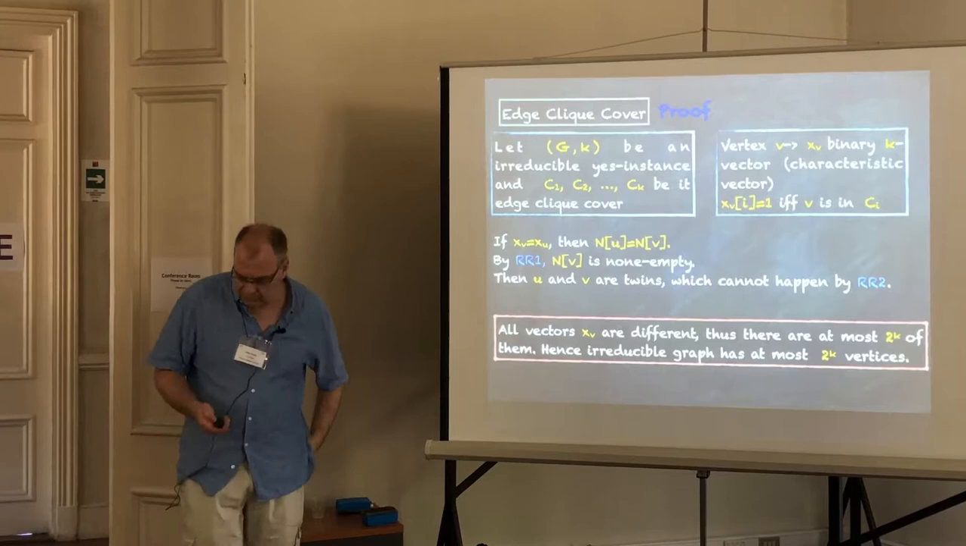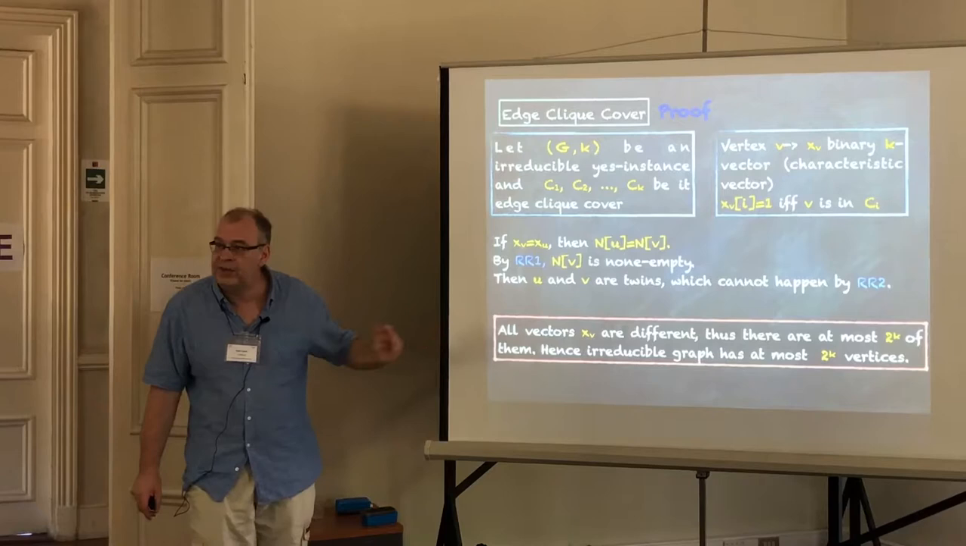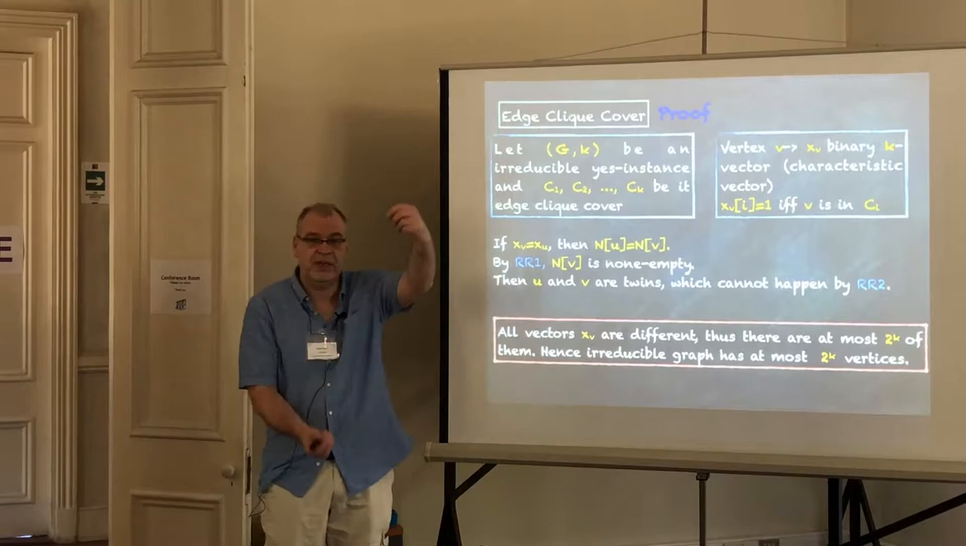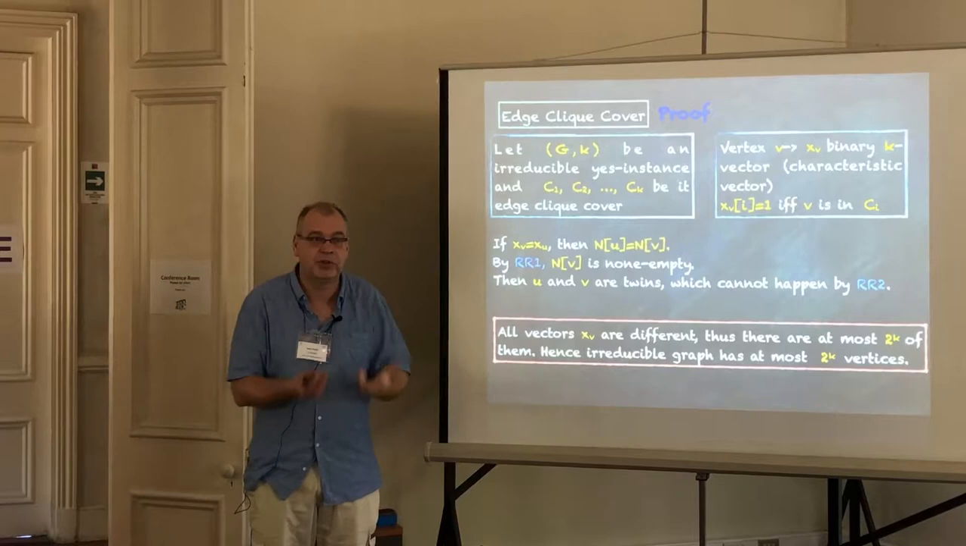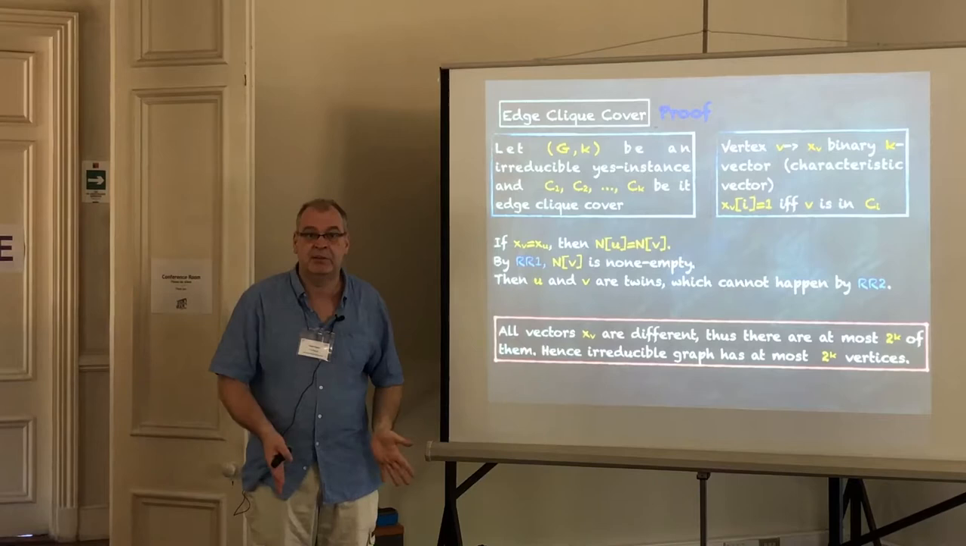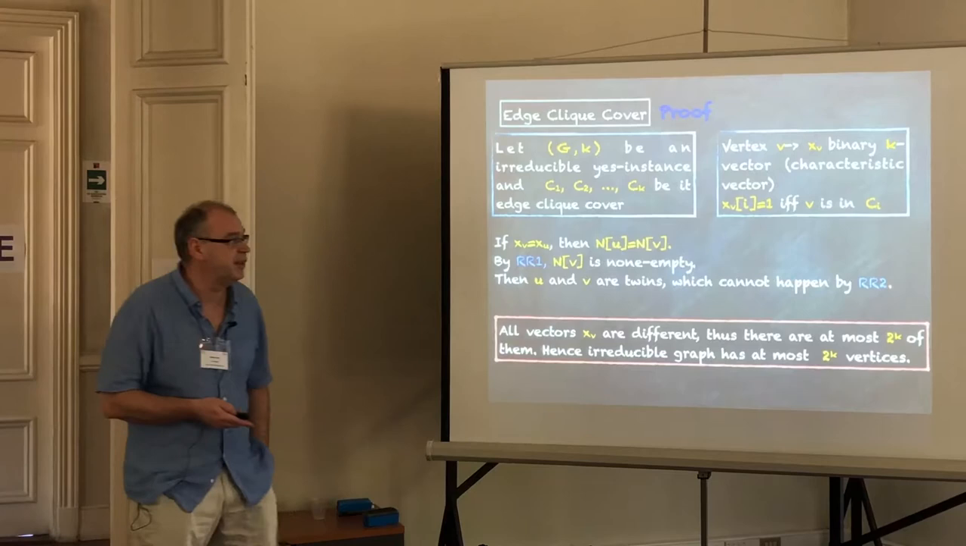Okay, but then this means that, because of the reduction rules, all vectors should be different, right? But I have binary vectors in dimension k. So I have at most 2 to the k different vectors. This means that the number of vertices in my graph is at most 2 to the k. Right, it's a nice trick happening.